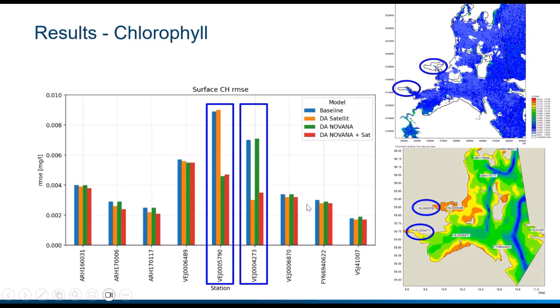The other fjord is then the opposite. That one has a clear positive effect from assimilating the satellite data, but not a real effect from assimilating the inorganic nutrients. And this fjord here under this station is actually not exactly covered by the satellite data, but it is very close to satellite data, and it benefits from assimilating the data into the model.